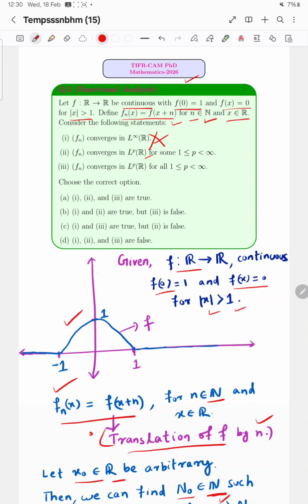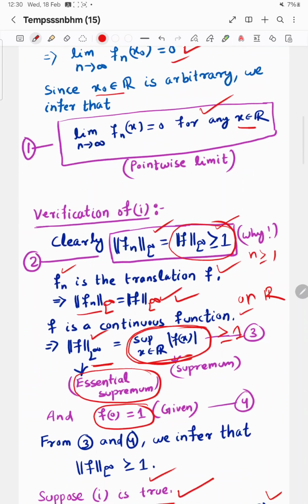Now we will verify option 2 and option 3 at a time, which means we will prove that f_n does not converge to f in L^p for any p. If we can prove this, then both options will be false, because one says it converges for some p and the other says it converges for all p. We will show that f_n does not converge in L^p for any p. So these two options will also be false. Let us move to prove this.